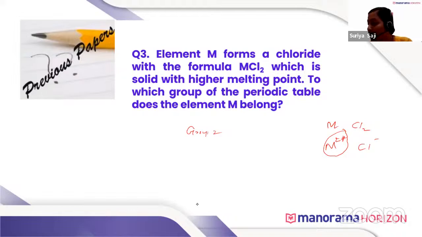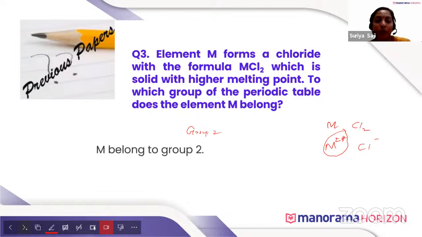So chlorine has valency 1. There are 2 chlorine atoms, so it will be -2. This metal will definitely have 2+. So 2 electrons in the outermost shell means it is group 2 only. That way we need to think. So the metal belongs to group 2.